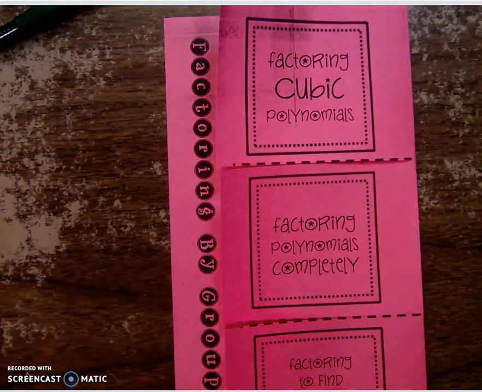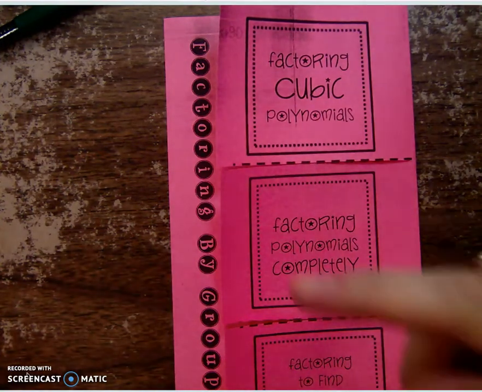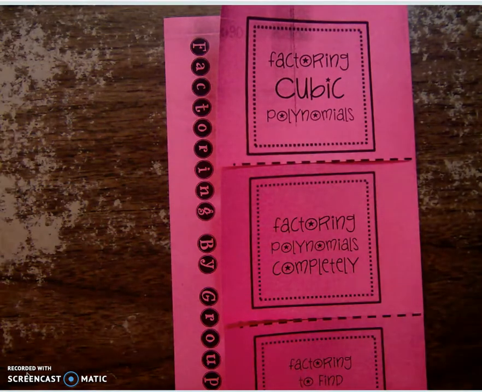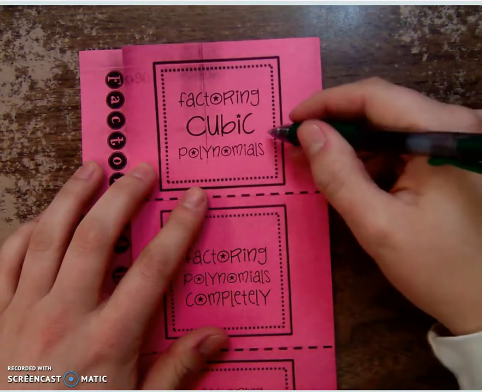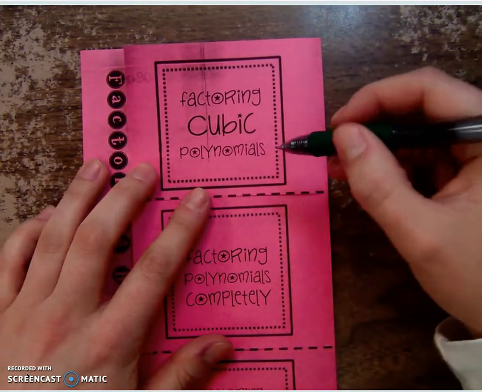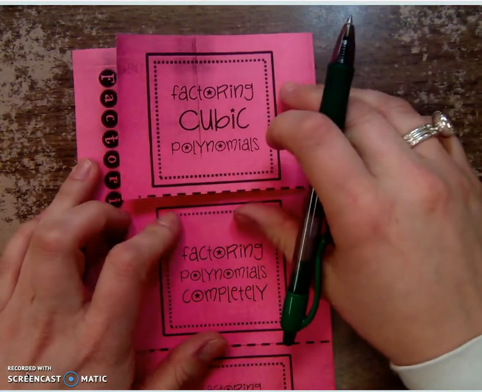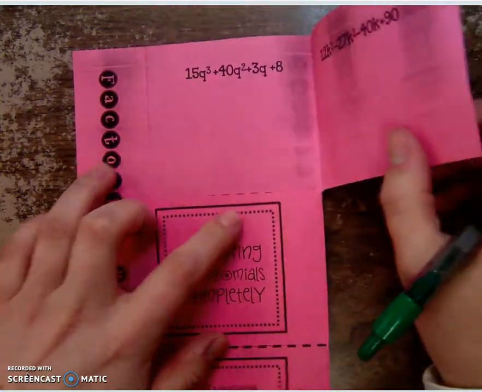Okay, guys, this lesson is on factoring by grouping. Some of this stuff we've seen before, and some of it's just a little bit new. We're going to start with factoring cubic polynomials. We saw this in class last week, but we didn't explore it, so we're going to today.